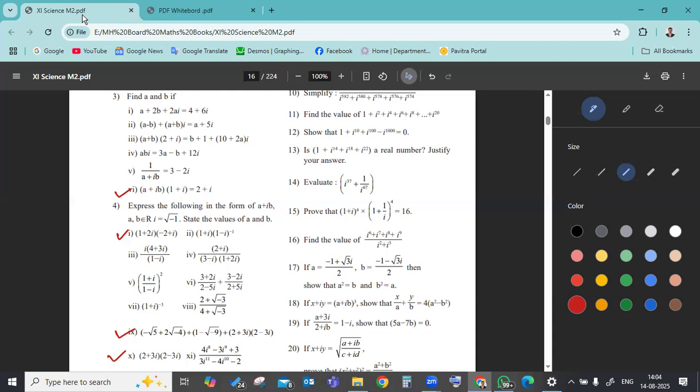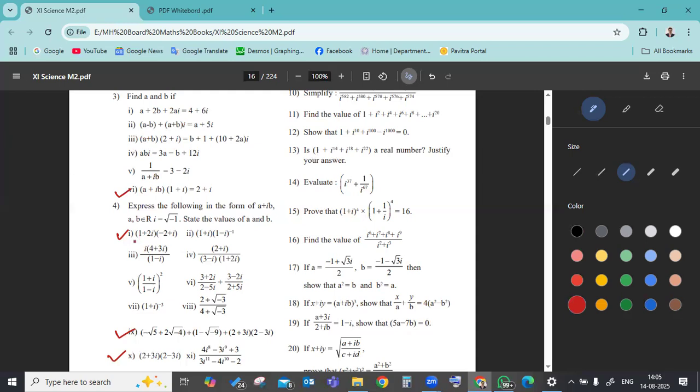Third from the last, sixth, right? a equal to, a is equal to what? 3 by 2 and b is equal to minus 1 upon 2. Okay, very good, correct. Okay, now solve next question, fourth question, this one.